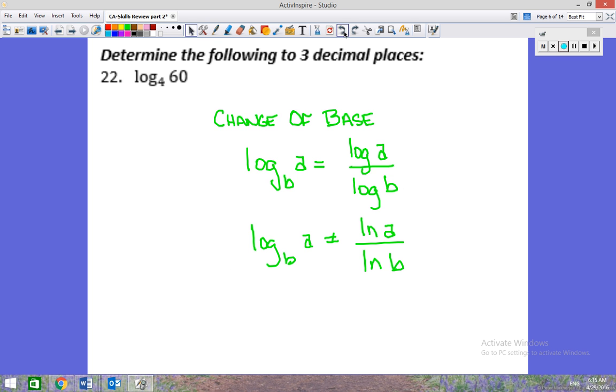I accidentally hit that not equal right there. Alright, let's shrink this.